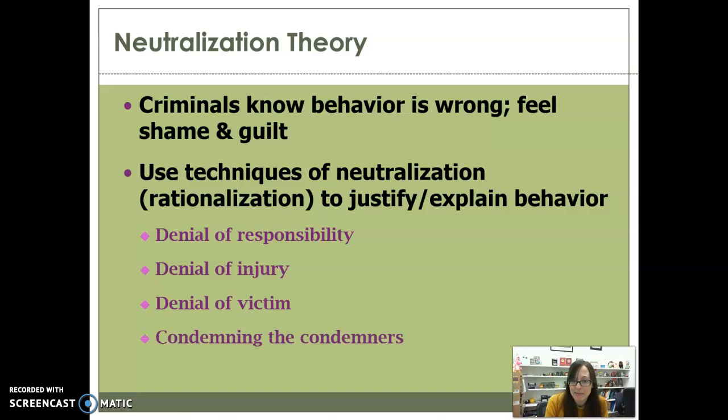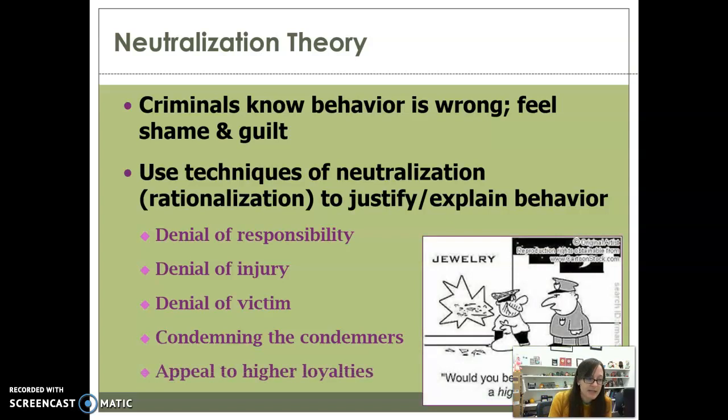Then condemning the condemners is another technique of neutralization. This is where you shift the blame to people in authority. It's a dog-eat-dog world, and the criminal justice system isn't fair, and teachers and parents aren't fair, and if I don't do it to him, he'll do it to me. Those kinds of things. And then appealing to higher loyalties. This is basically the idea that if you're being loyal to another group by committing crime, being strong or proud is better than backing down from crime. Only cowards run away, or I have to protect my buddies, or the bottom line is all that matters if it's a financial crime.